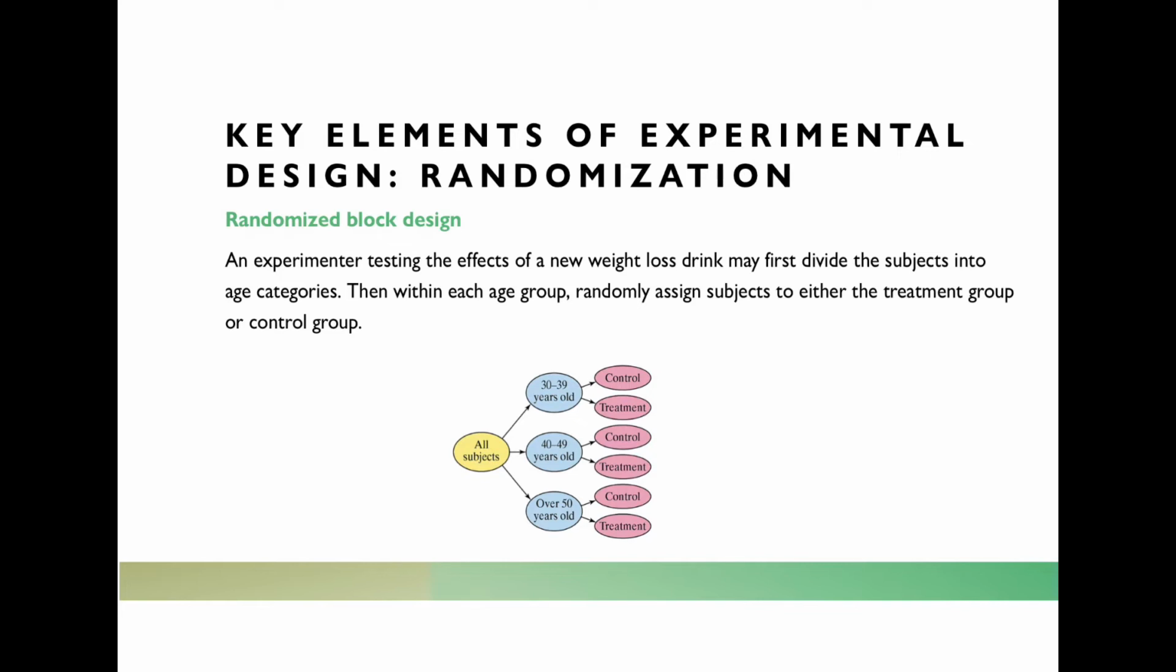Now, why would we separate them by age? Maybe we also want to see if age is a variable or a factor in the outcomes that we see as well. Are people at different ages more responsive to a treatment? And so we might want to look at that as a variable within our experiment as well.